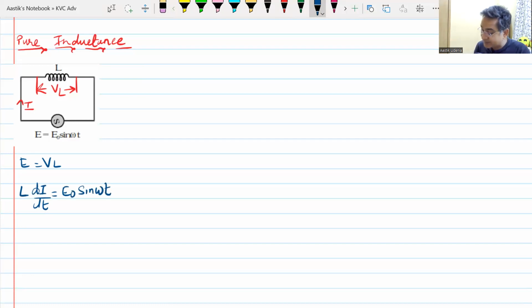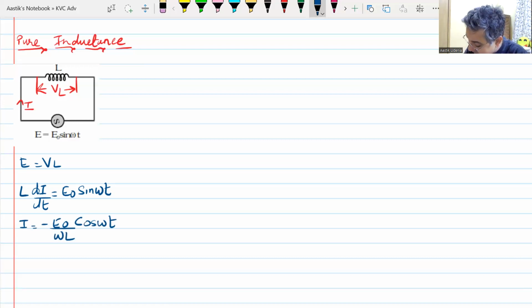Do we understand what we are writing here? Yes, sir. Now, from there, you should be able to integrate and find out the value of I. We are not going to get into that. We are just going to write the value of I, which will be equal to E naught divided by omega L into cos omega t with a negative sign, because the integral of sine omega t is minus cos omega t.